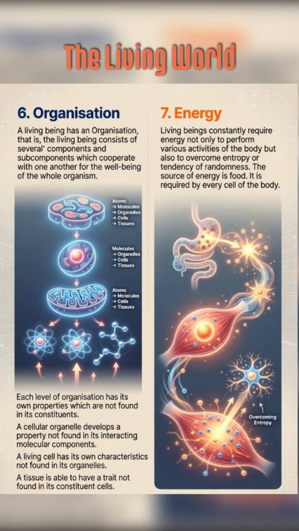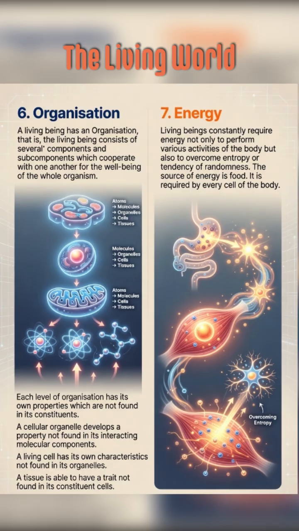Next property is energy. The living being constantly requires energy not only to perform various activities of the body but also to overcome entropy. Entropy, or you can say the tendency of randomness. The source of energy is food. It is required by every cell of the body. Next property is homeostasis.